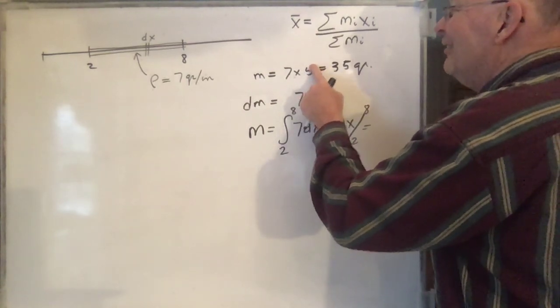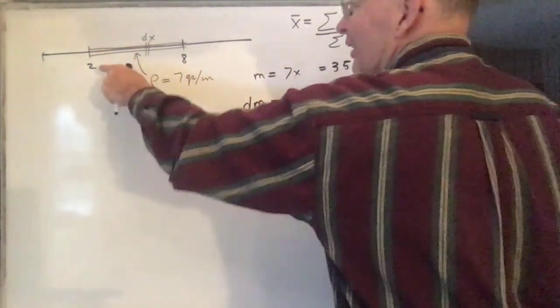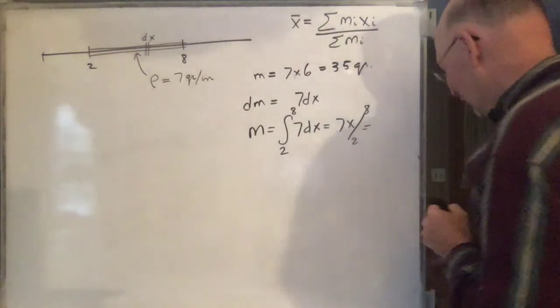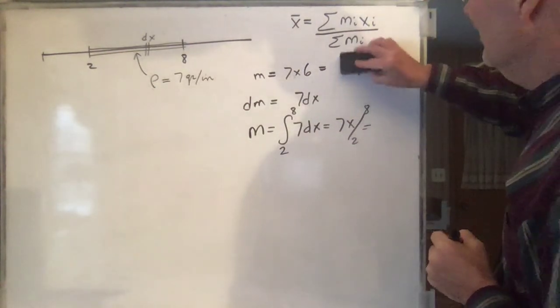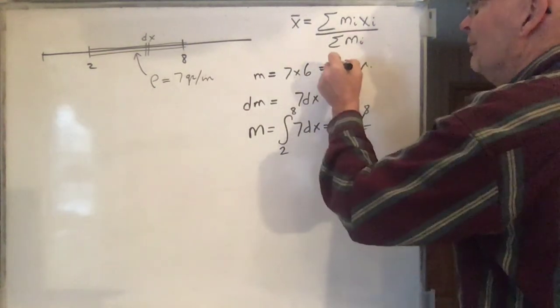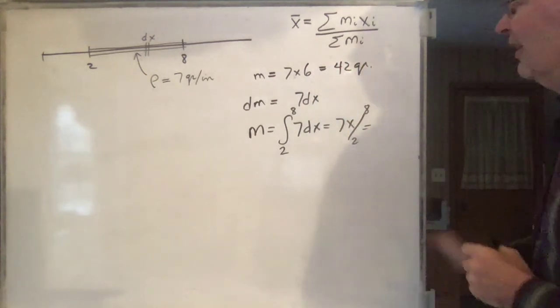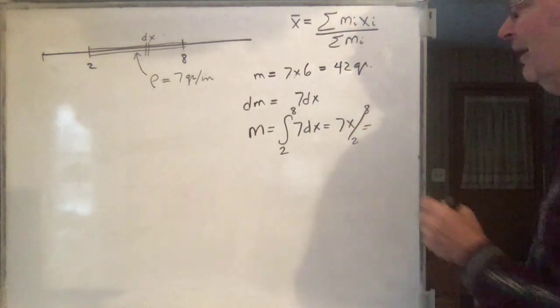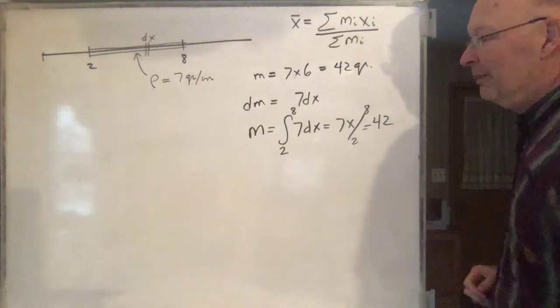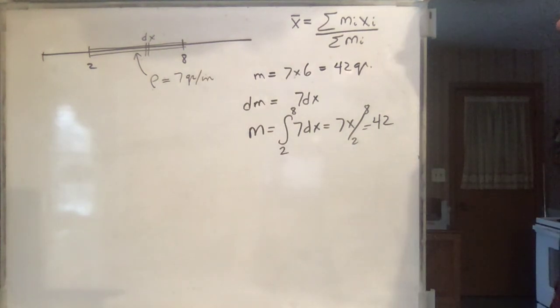Let's see. This should have been a 6 here, right? 8 minus 2 is 6. Okay, I hope you were all yelling that. I didn't hear you, but that should have been 42. And the same thing here, right? 8 minus 2 is 6. 6 times 7 is 42. Okay? So there's the mass.